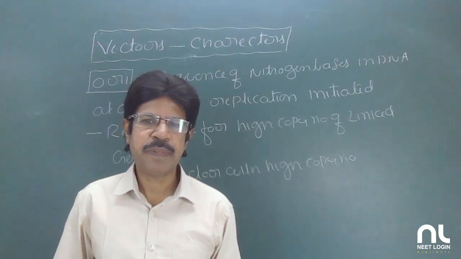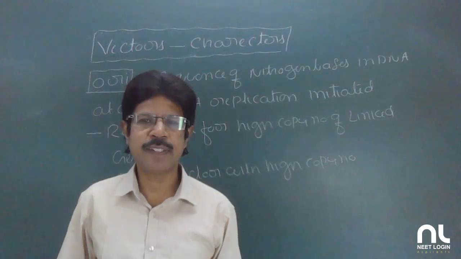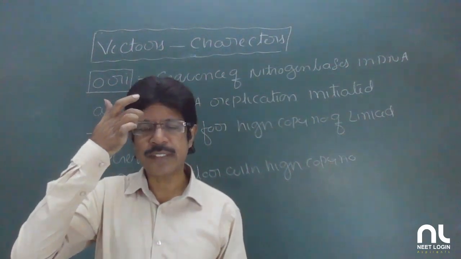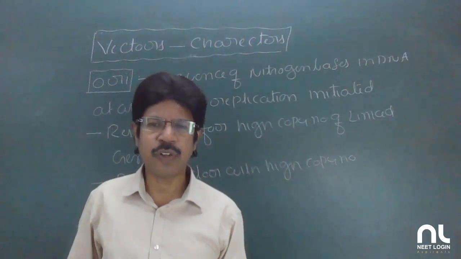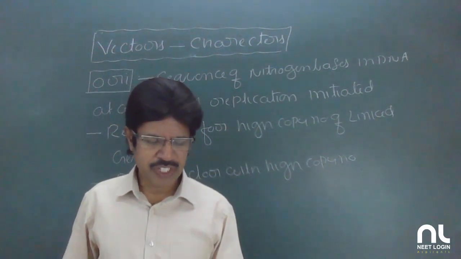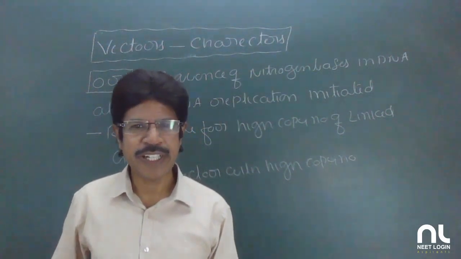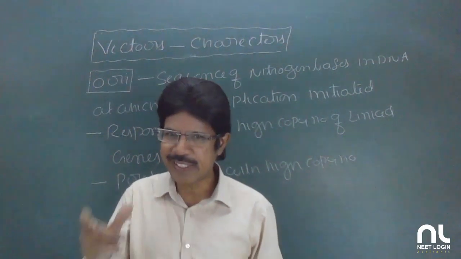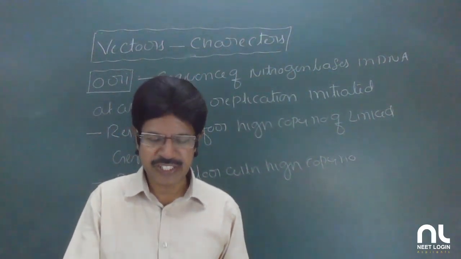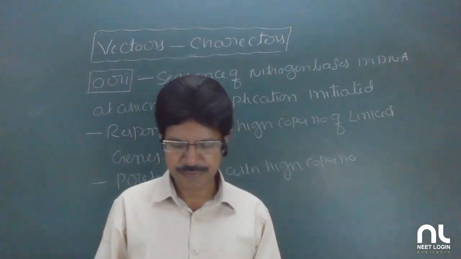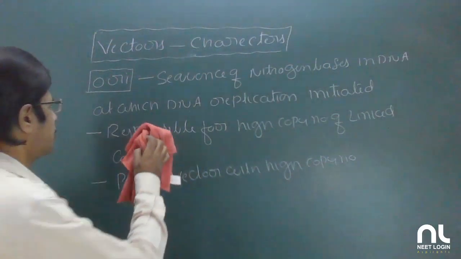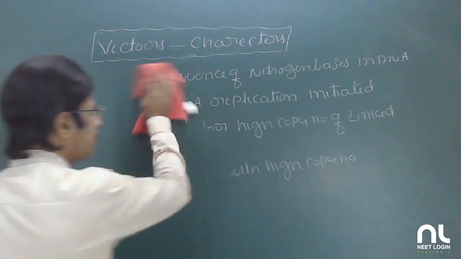With regard to the origin of replication, it is the sequence of nitrogen bases at which DNA replication is initiated. What do you call it? Origin of replication. So, foreign gene is not inserted in ORI. It is linked to ORI. If it is inserted in ORI, ORI is going to be deleted. So, that is the first character, ORI.